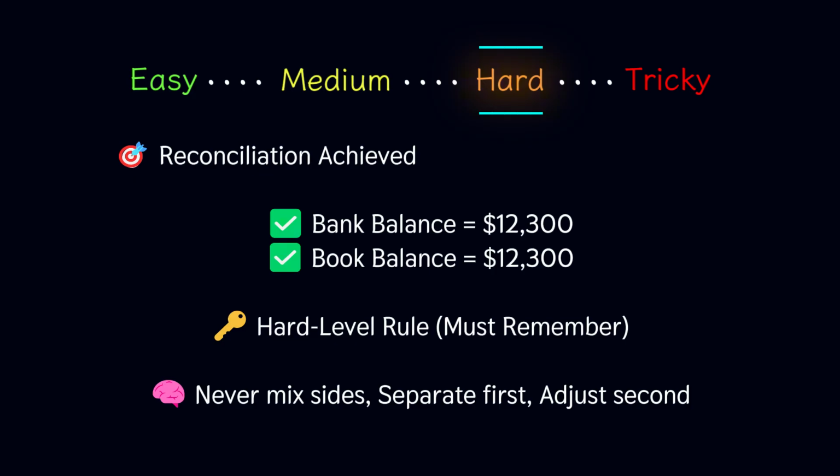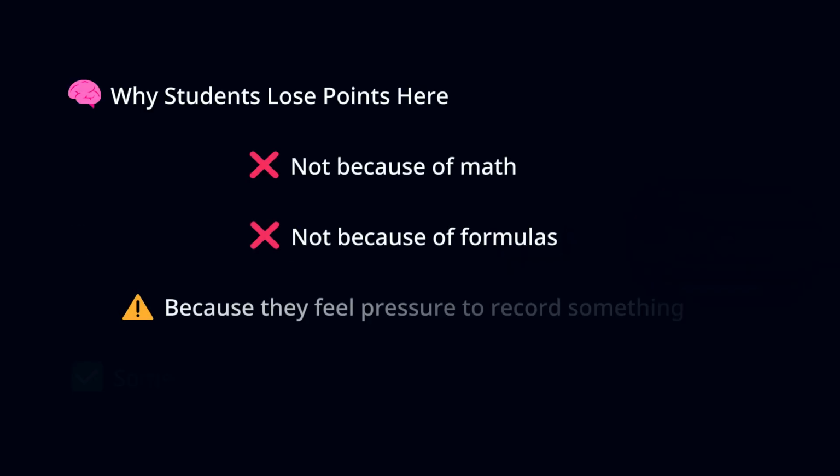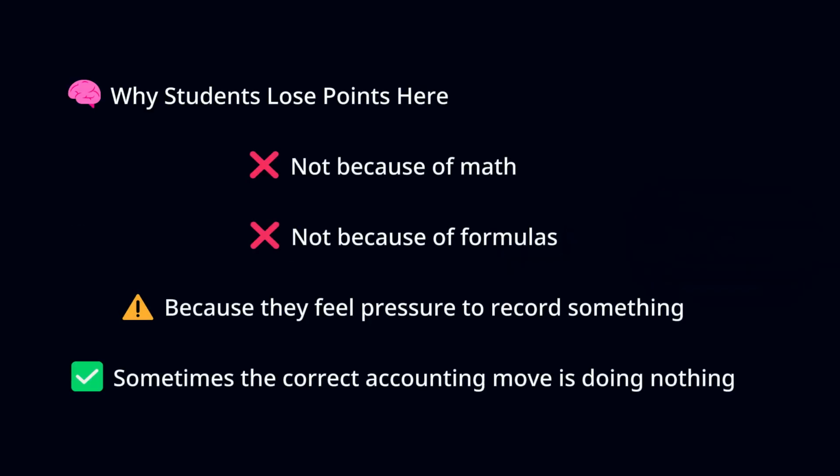And now, you're ready for the final trap level. All right, this is the trap level. And I want you to hear this clearly. These questions are not testing math. They're testing discipline. Most students lose points here because they feel pressure to record something, anything. But in bank reconciliation, doing nothing is often the correct answer.